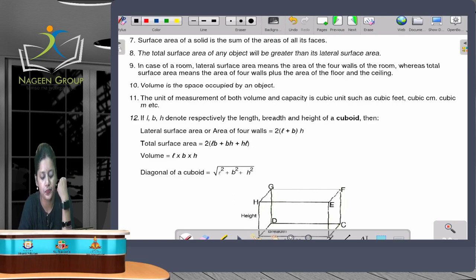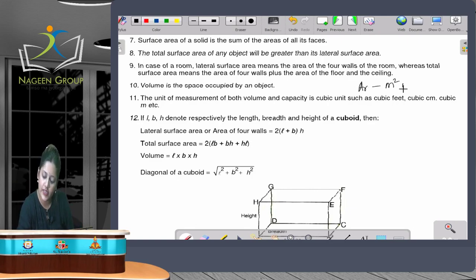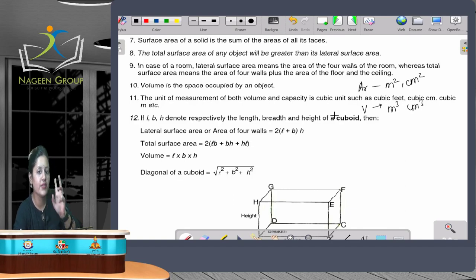Volume is the space occupied by an object. The unit of measurement of both volume and capacity is cubic units, such as cubic feet, cubic centimeter, cubic meter. For area we take units like meter square, centimeter square. In the same way, for volume we use meter cube, centimeter cube, because it has length, breadth and height. When we study area, it has only 2 dimensions, and when we study volume, it has 3.